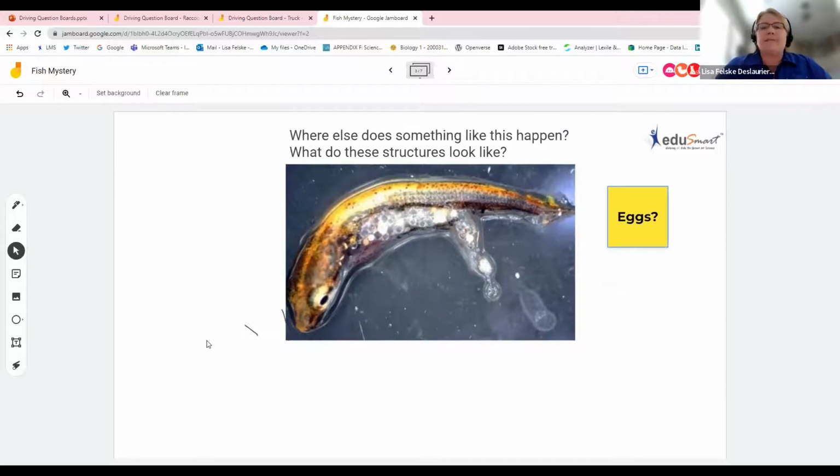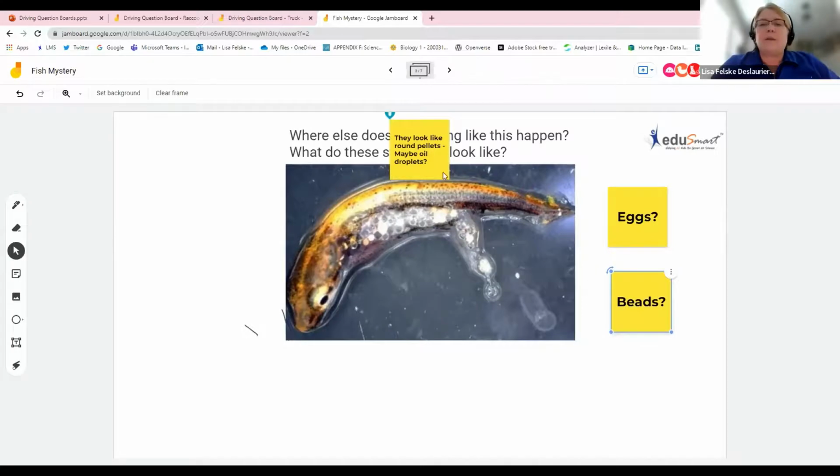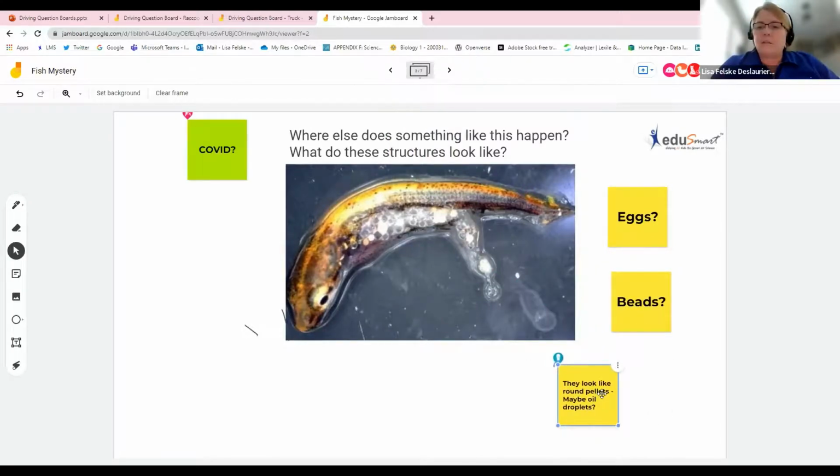So I'm asking a specific question. Mainly, what do you think these look like? And even though you have an answer, this one was phrased in the form of a question. Does it look like anything you've ever seen before? There we go. Beads. Okay. They look like round pellets, maybe oil droplets.